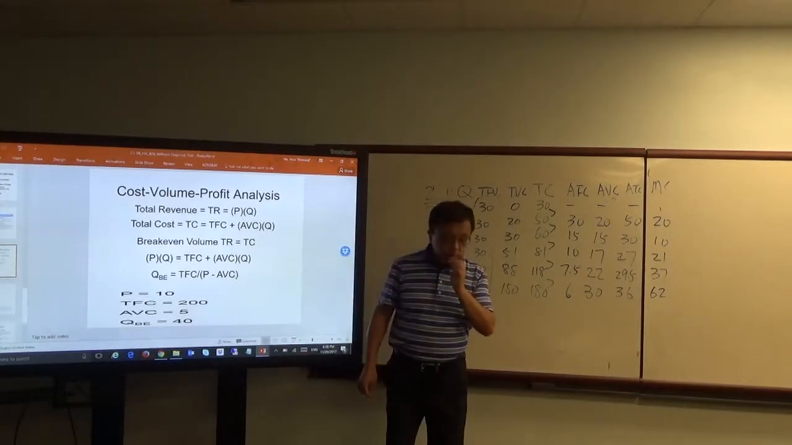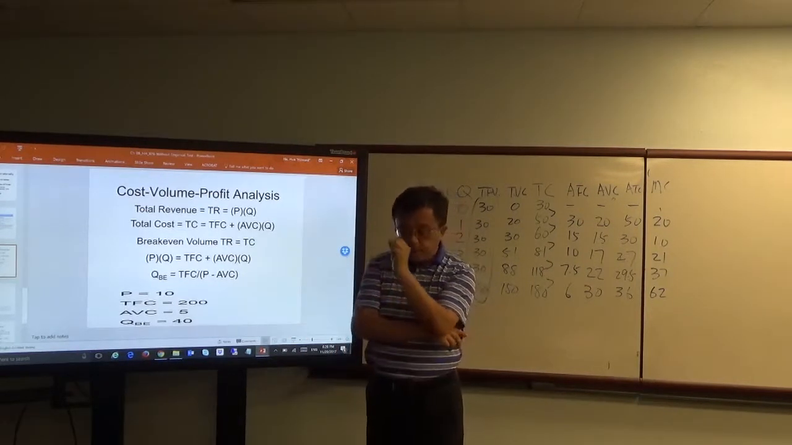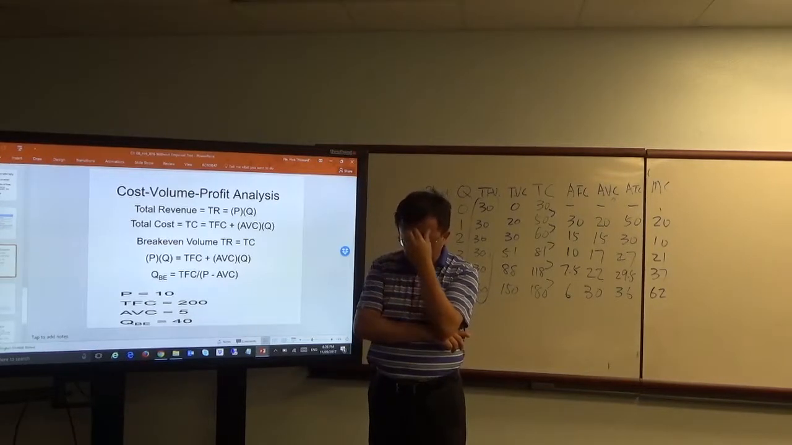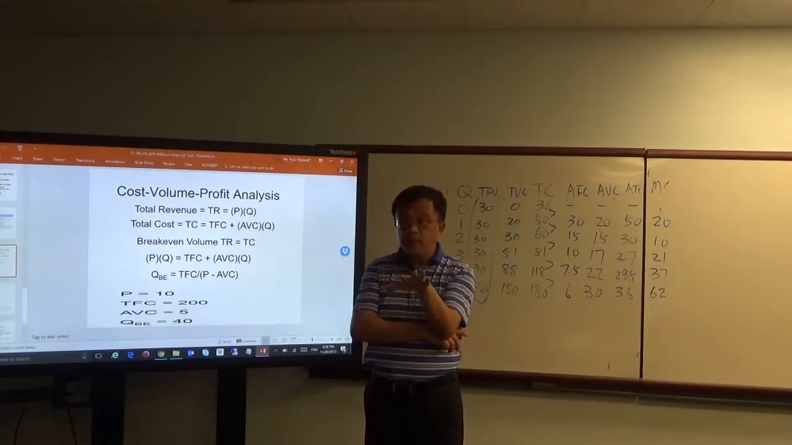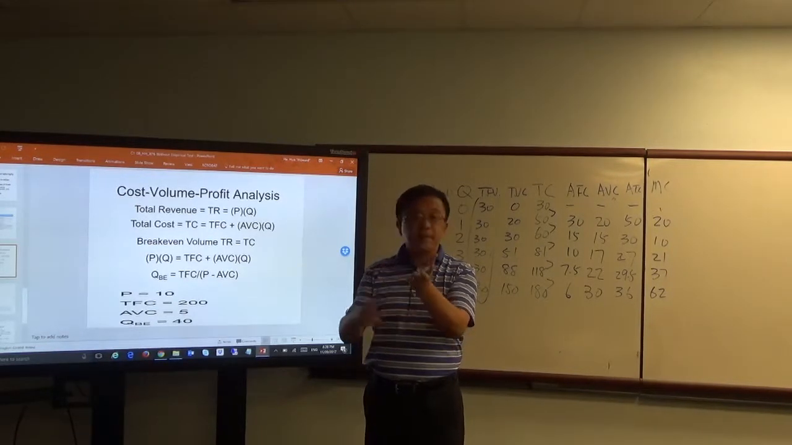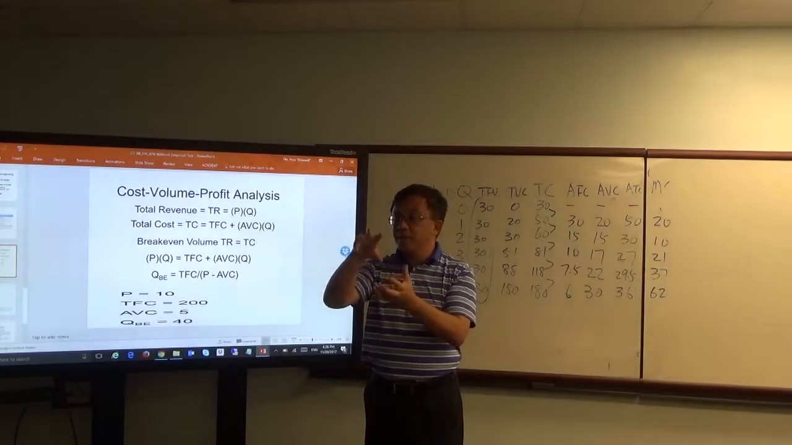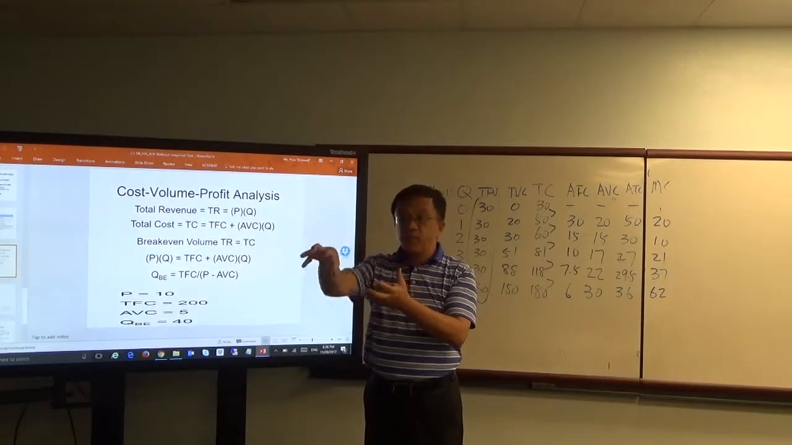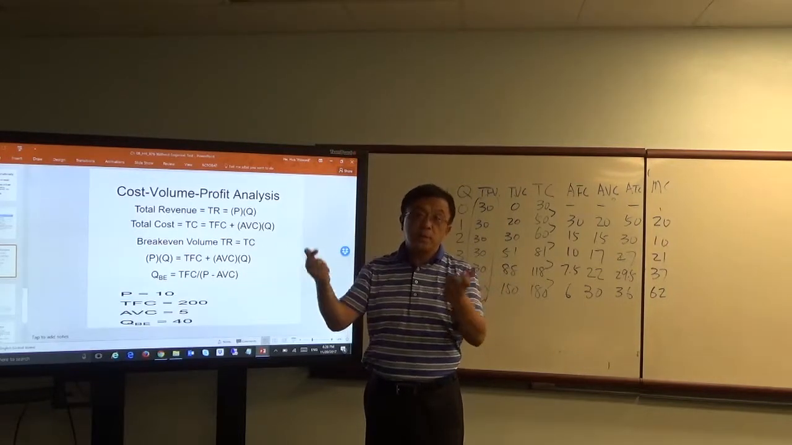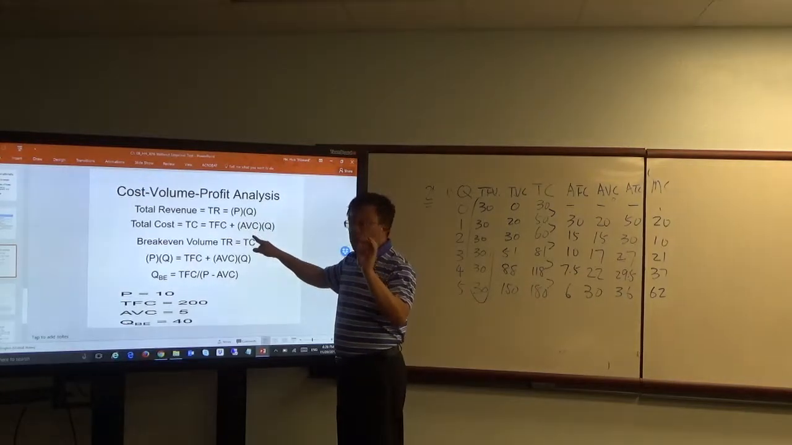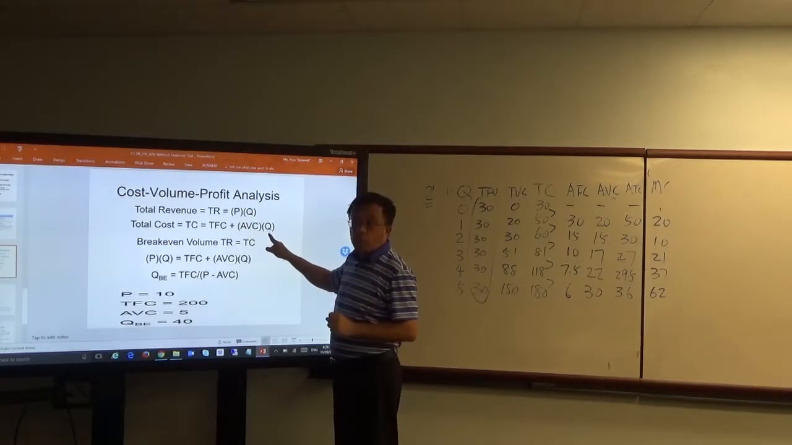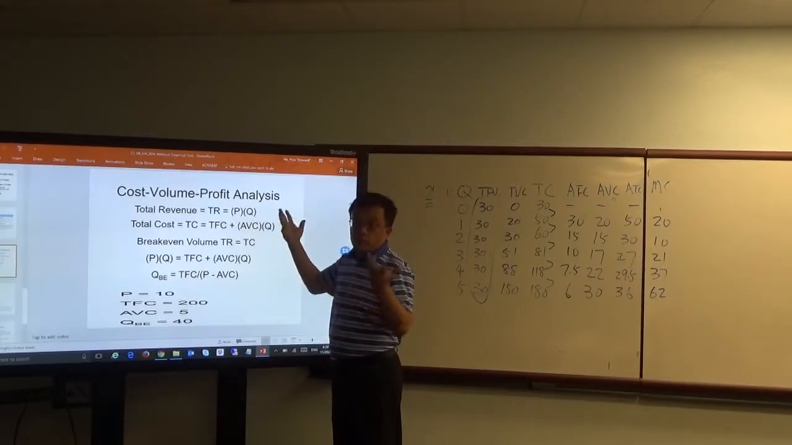Let's say on our class midterm exam, the average score is 80, and we have 20 students. What's the total score? That's the SAT question, right? 80 times 20. Average times the number of students, that's the total, 1,600. Same thing here. If we know the average variable cost per unit, and we multiply by the quantity produced, this will give us what? Total variable cost.